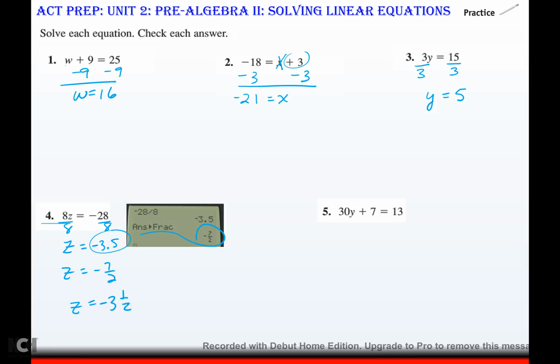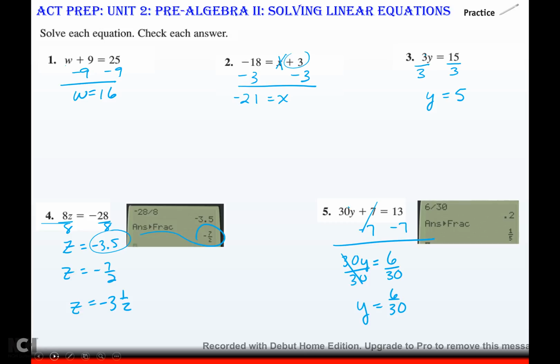Okay? For 5, I'm going to minus 7. They're doing two things. They're multiplying and adding. So I'm going to undo the adding first. Minus 7, minus 7. I get 30y equals 6. Divide by 30. Divide by 30. Y equals 6 over 30. Enter it, it reduces down to 0.2. Or reduces it to 1/5. So those are 3 equivalent answers.